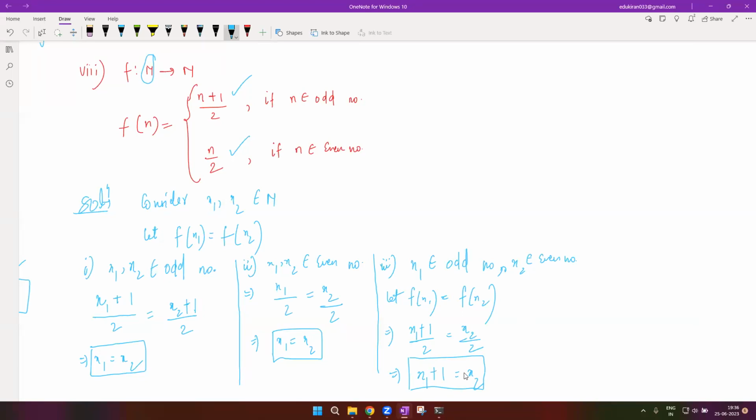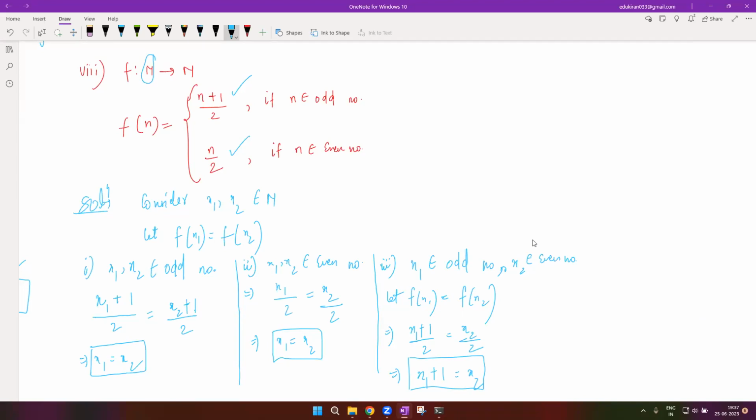This time the result is different. This time the result is x1 plus 1 is equal to x2. So this is the third condition. Now let's check whether this is valid or not. How do we check? Take any value of x2, whatever you want. Okay, let's take x2 as 2. Then what is the value of x1?